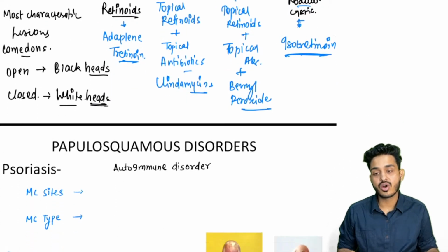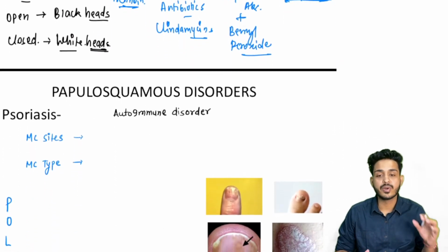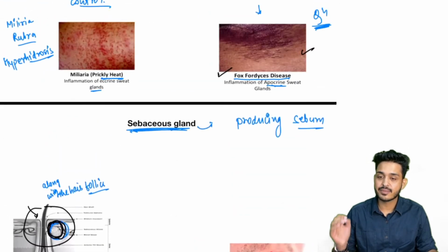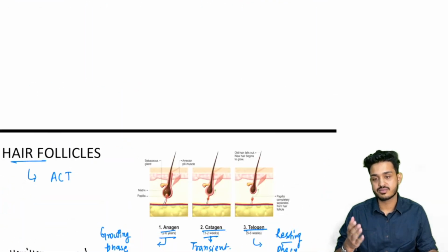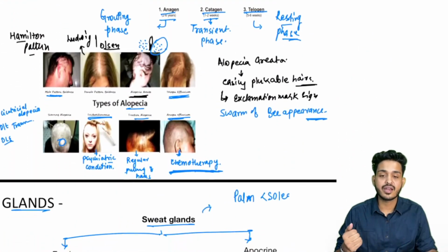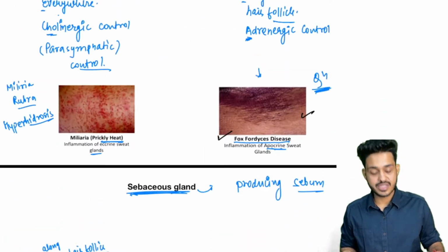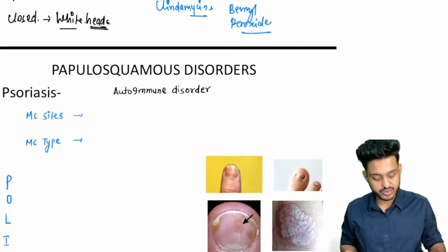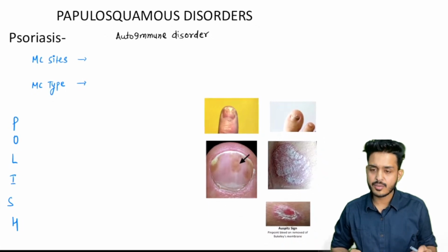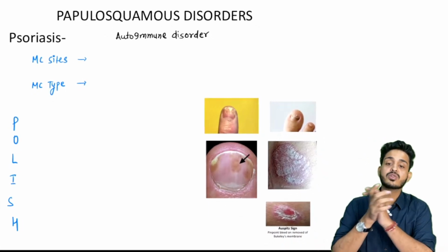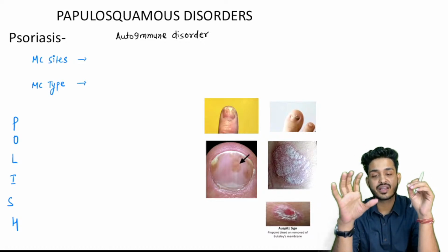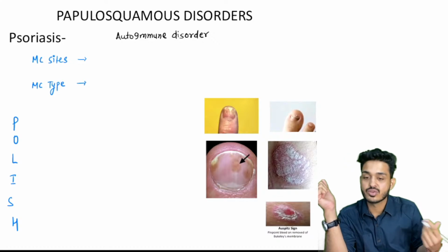Okay, now let's talk about the new topic, that is your papulosquamous disorders. Okay, we have seen the skin appendages. In skin appendages, we have seen these things like nails, hairs, and your sebaceous and sweat glands. Okay, so we have seen all the important questions that have been asked from these topics. Okay, now let's talk about the papulosquamous disorder. In papulosquamous disorder, guys, we will be studying about lichen planus, psoriasis, all those things.